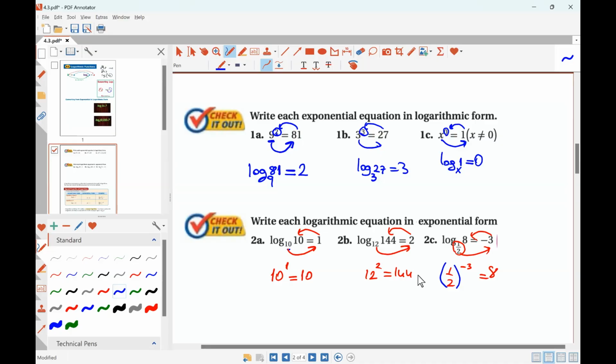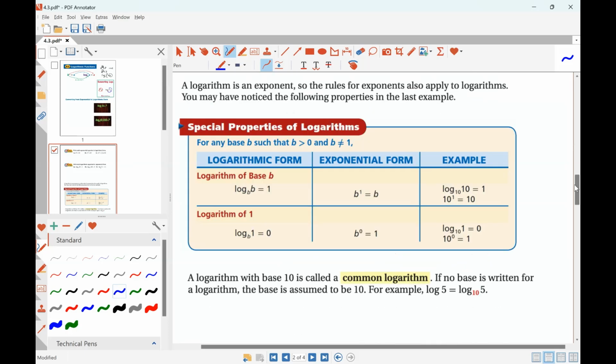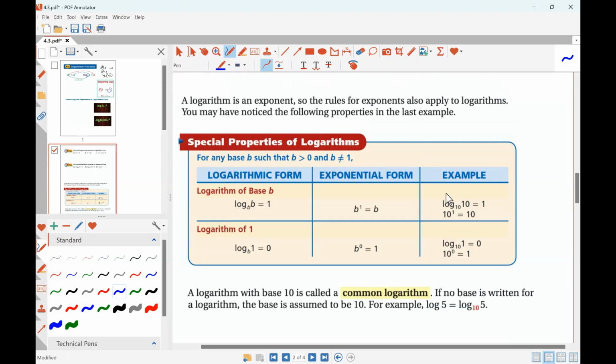And now we are going to learn two of the properties that we are going to use in the following sections. Log base b of b is equal to 1 because when you do the conversion, b to the power of 1 equals b. So we have log base b of b equals 1. So whenever the base and the number written right beside log are the same, the result turns out to be 1.